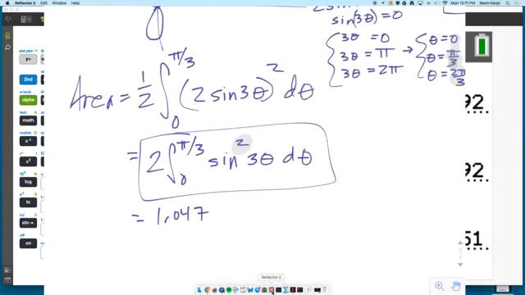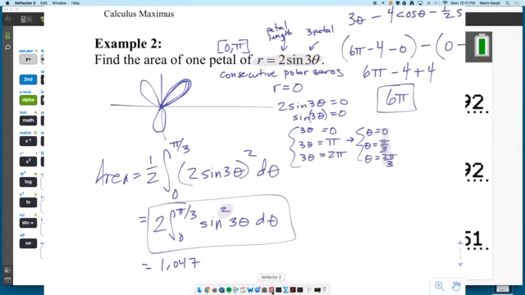That's one petal. What if it had asked for the area of the entire rose curve? Multiply by 3. So even if it had said that, you might still want to find one petal and then just triple it. Or if it was an even number of petals, you would find one petal and make sure you know that there's twice as many petals that you would see.